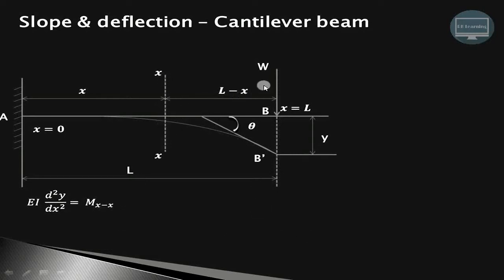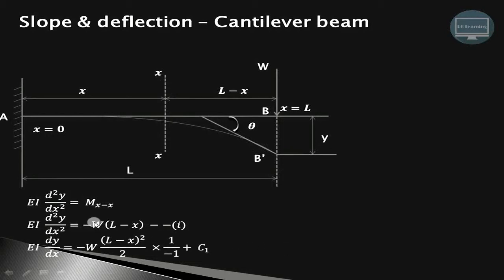Now on the right hand side of this particular section there is only one load, that is W, and this W is multiplied by the perpendicular distance, that is L minus x. So W multiplied by this perpendicular distance L minus x is nothing but the moment, and as it is producing the clockwise moment about this section, we have considered the convention that clockwise moments are negative, so it is minus W into L minus x.